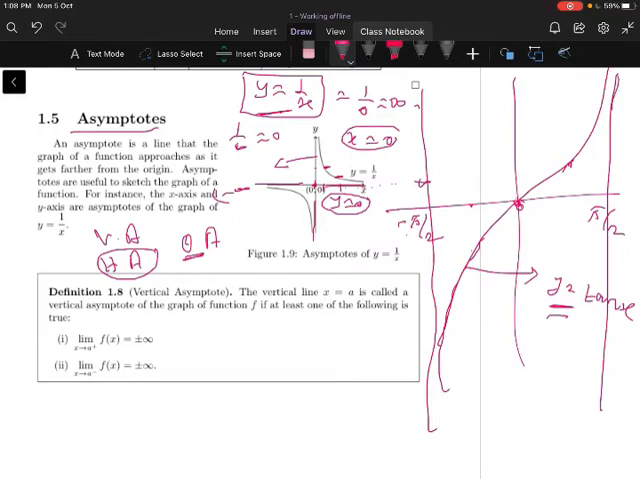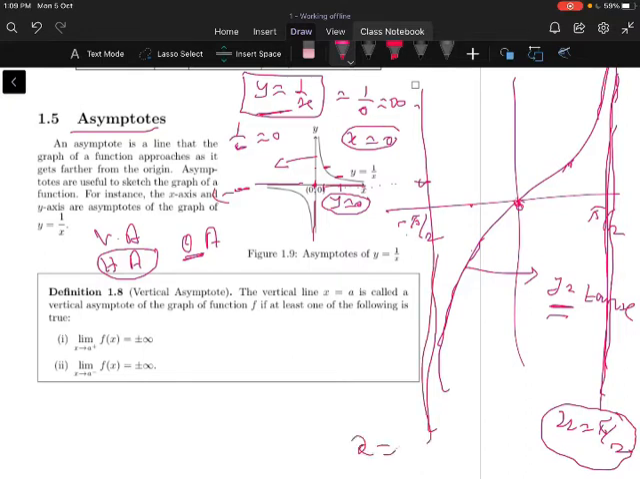The line x is equal to pi by 2 is an equation, and this line meets the curve at infinity. When x is equal to pi by 2, tan pi by 2 is infinity. So this straight line meets the curve at infinity. Therefore x equal to pi by 2 is a vertical asymptote. Similarly, this straight line is x equal to minus pi by 2, and it meets the curve again at minus infinity. Therefore x equal to minus pi by 2 is also a vertical asymptote. But here there is no horizontal asymptote.